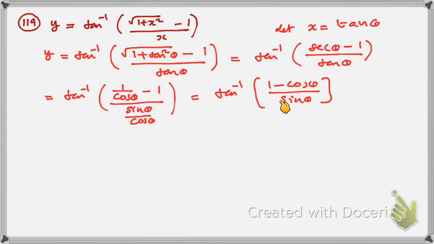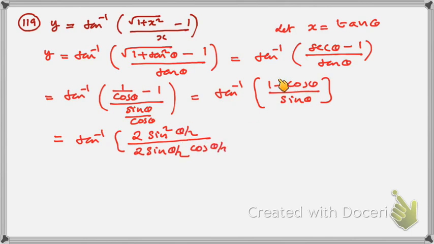Now both 1 minus cos theta and sine theta have got half angle formulae. So I'm going to apply those formulae. 1 minus cos theta is 2 sine square theta by 2. 1 plus cos theta in the previous question we wrote as 2 cos square theta by 2. So if it is minus, it becomes 2 sine square theta by 2. If it is 1 plus cos theta, it would be 2 cos square theta by 2. So I wrote 1 minus cos theta as 2 sine square theta by 2 divided by sine theta, which is 2 sine theta by 2 cos theta by 2.